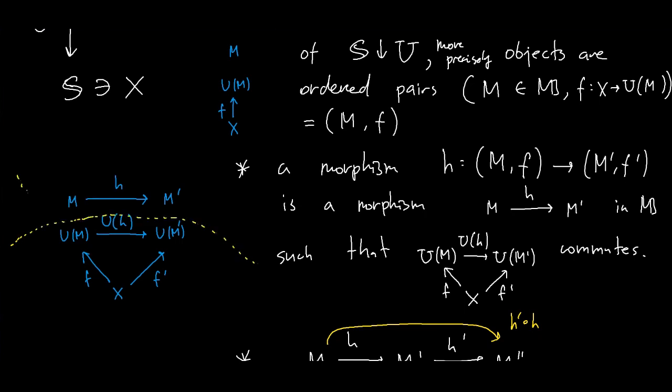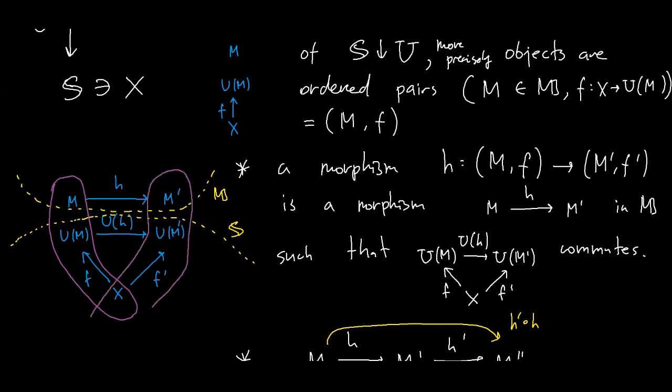So in this diagram, the top part is happening inside category M. The bottom part is happening inside category S. And the object moves across both categories. So this is one object. This is another object. And now we're describing what a morphism from one object to another object is. Does that make sense, Liam? Yes, sir.